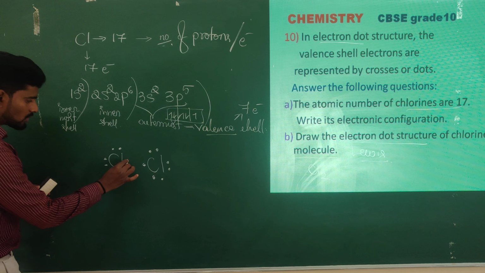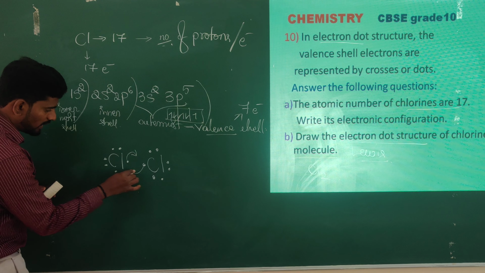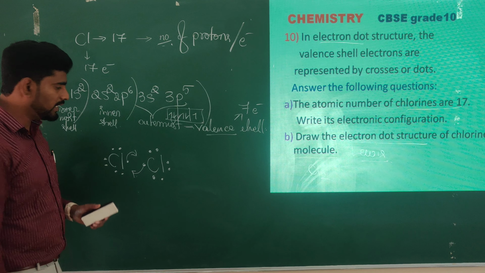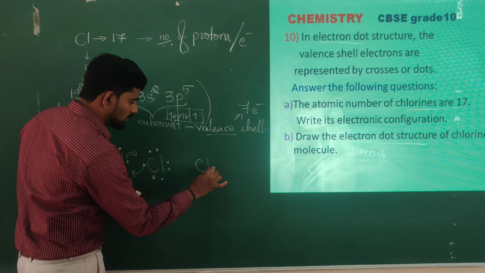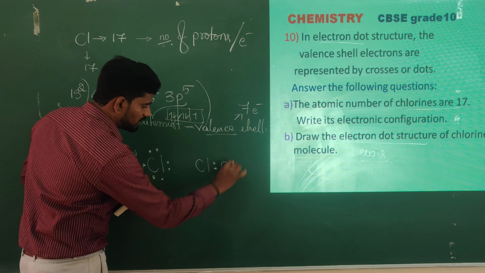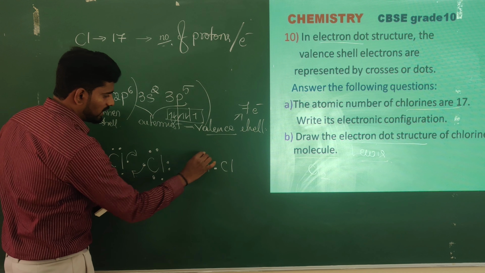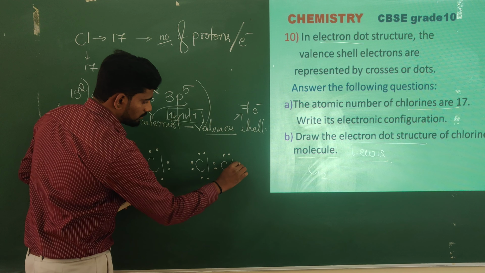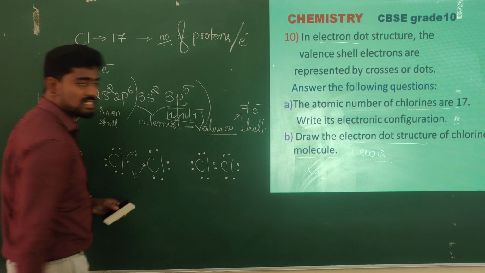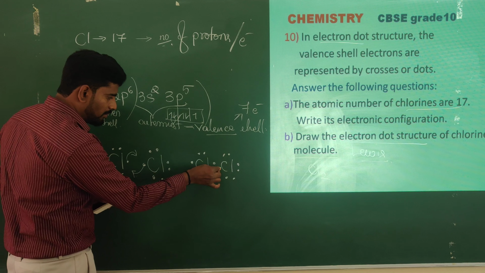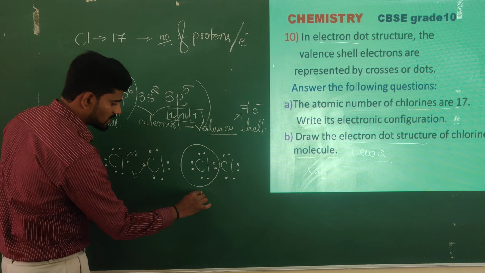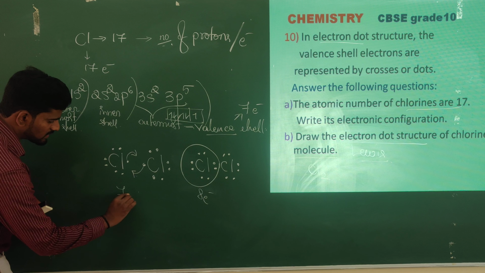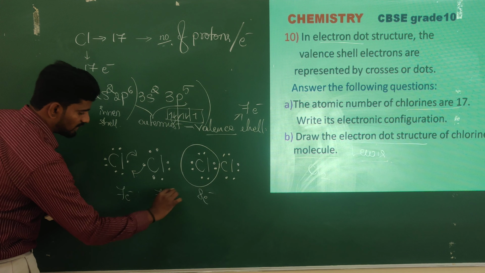So now these chlorine atoms share a pair of electrons between the two atoms to form a covalent bond. Now the chlorine shares a pair of electrons between the two atoms. Okay. So the remaining pairs of electrons are lone pairs. Now the chlorine molecule is formed. In atomic state, the chlorine has 7 electrons. Here also 7 electrons.